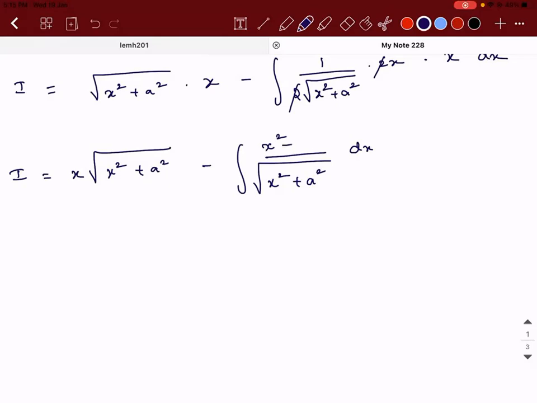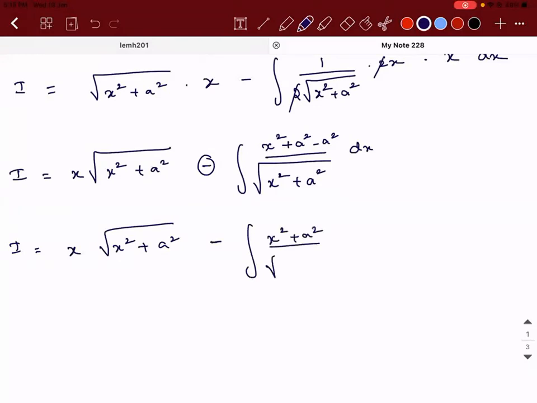Add and subtract a square. So if I add and subtract a square, then I will be equal to x into root of x square plus a square. Be careful with this minus integral of x root over x square plus a square square. Then minus integral of a square by root over x square plus a square. You made a mistake. Check.